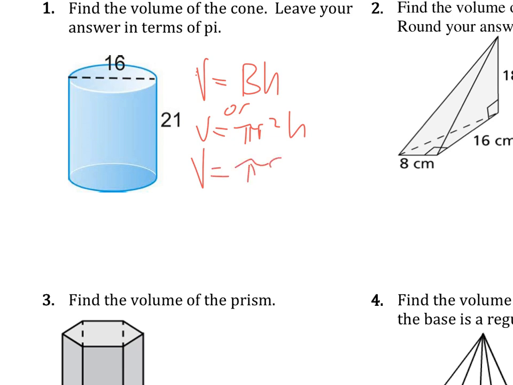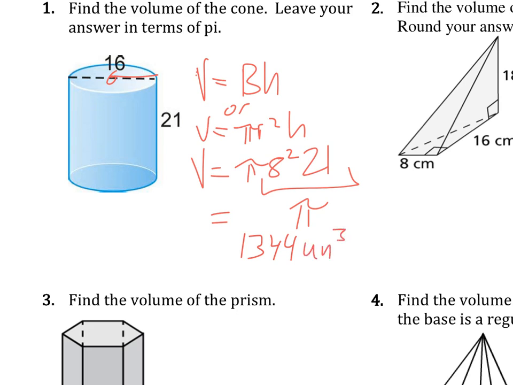Well, the radius is 8, because that's half of the diameter, and the height is 21. Now we want this in terms of pi, so we're not going to multiply everything. We're just going to multiply these guys. And that's 8 squared times 21, which is 1344. There's no units here, so let's just put generic units. There you have it.